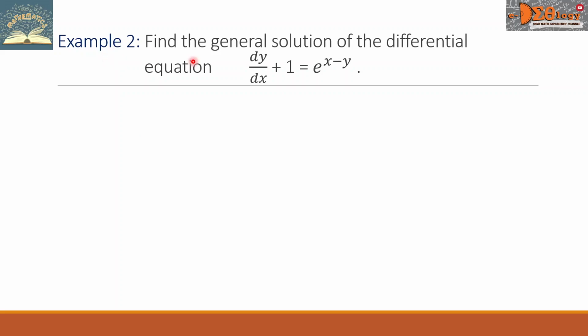Example 2. Find the general solution of the differential equation dy over dx plus 1 equals e raised to x minus y.